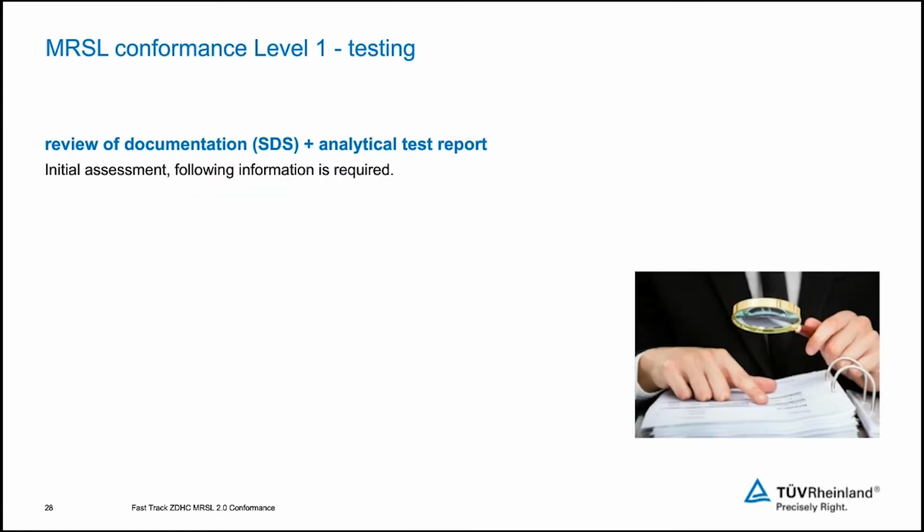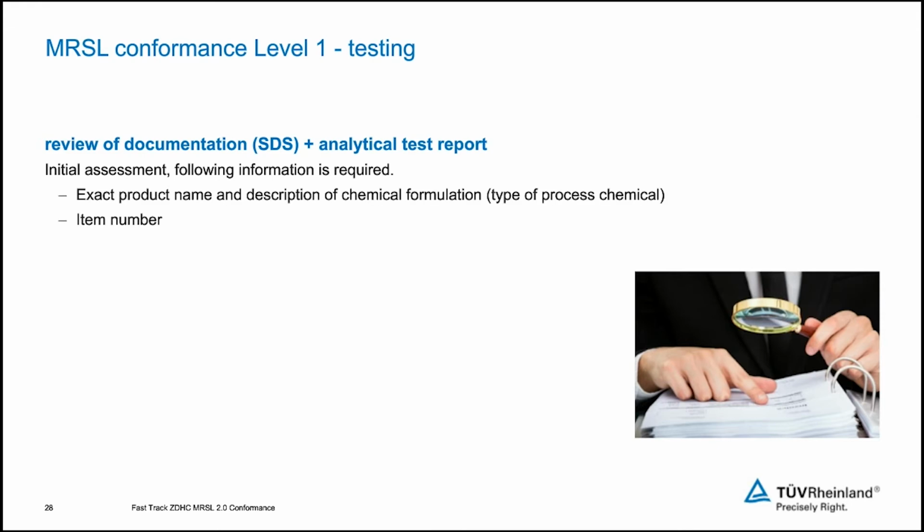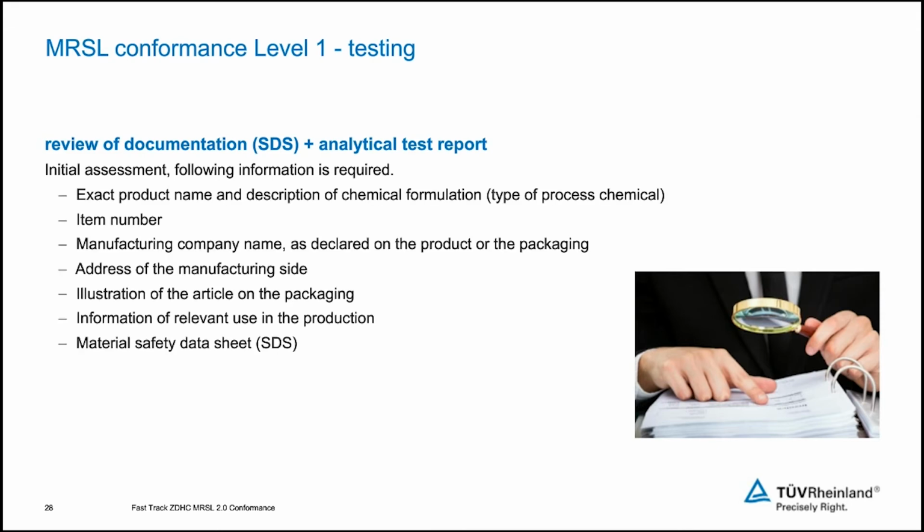For MRSL level 1, we perform the testing. First, we need a review of documentation, perform the testing, and use the analytical report. First, we need to perform the assessment, and to do the assessment, we need the exact product name and description of the chemical formulation, the item number, the manufacturing company name as declared on the product packaging, the address of the manufacturing site, an illustration of the article on the packaging, information of relevant use in the product, and the material safety data sheet, SDS.